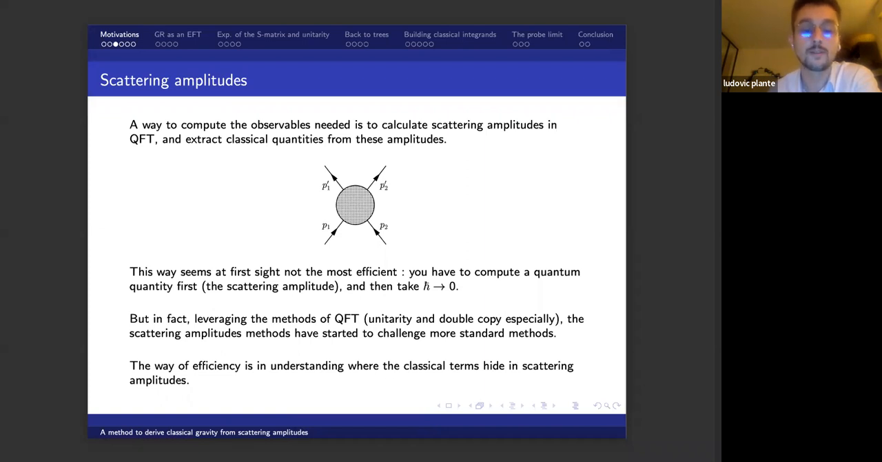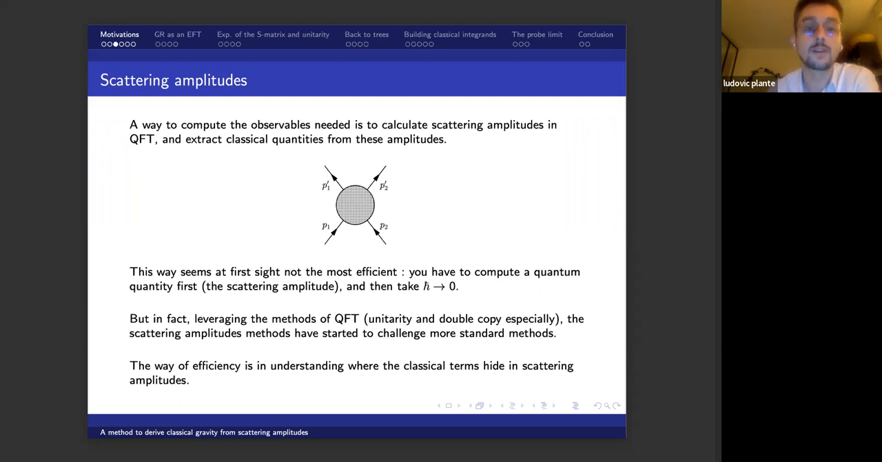But in fact, we can leverage all sorts of methods developed in QFT for many years now, such as unitarity and double copy, to improve the computations and make scattering amplitudes an efficient method to compute classical quantities. And now the scattering amplitude methods start to challenge some more standard methods, for example, using PN computation or other methods.